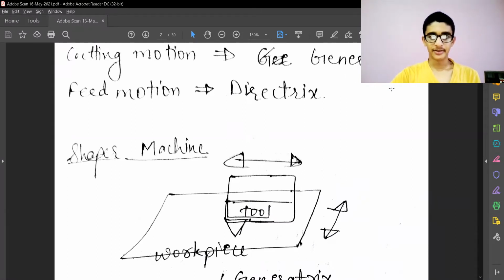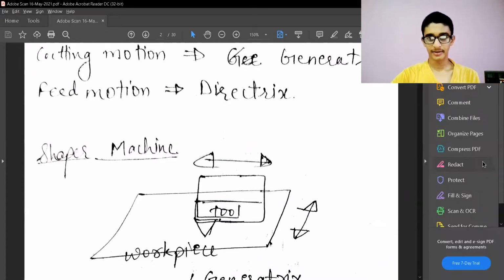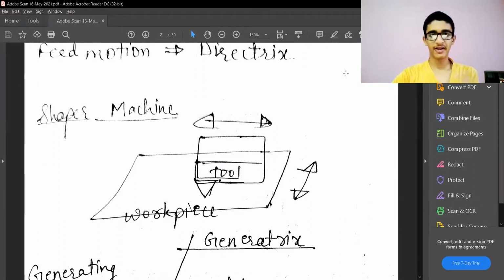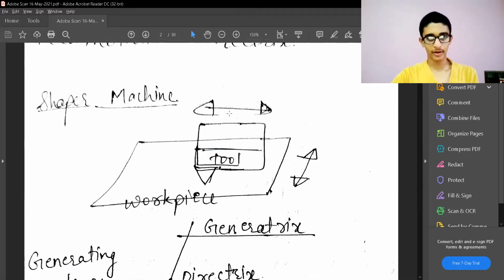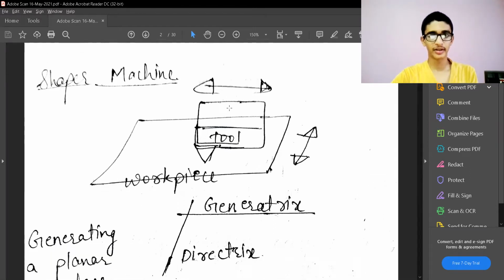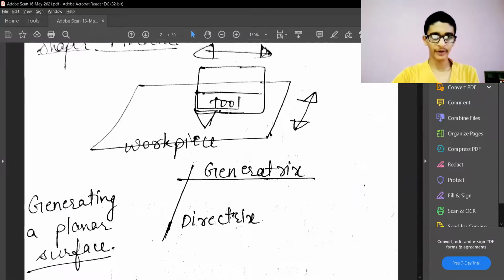The feed motion path is called the directrix, and the path followed by the cutting motion is the generatrix. The combination of this cutting motion and feed motion, the directrix and generatrix, will result in different kinds of shapes which we can produce. So we can have a planar motion, or a cylindrical motion. We can have all different kinds of motion.